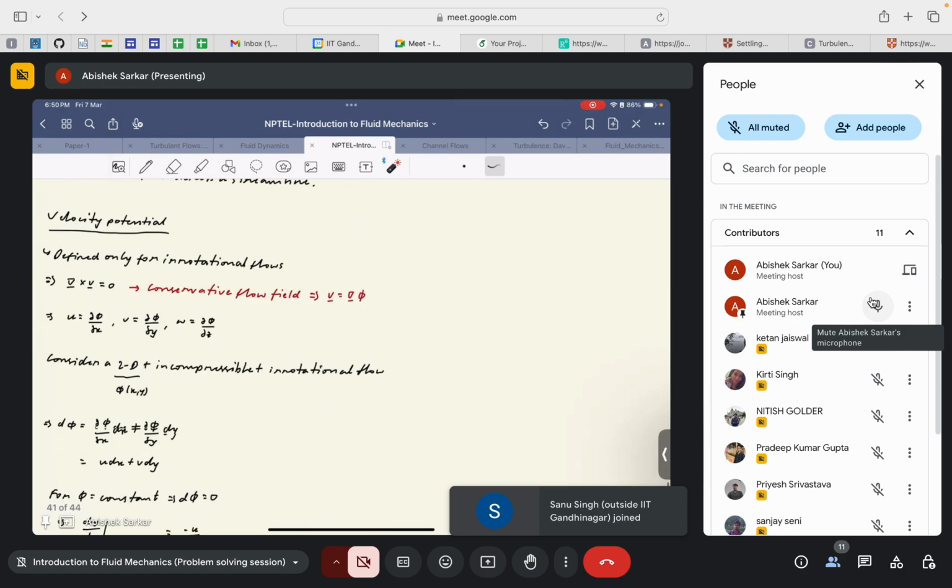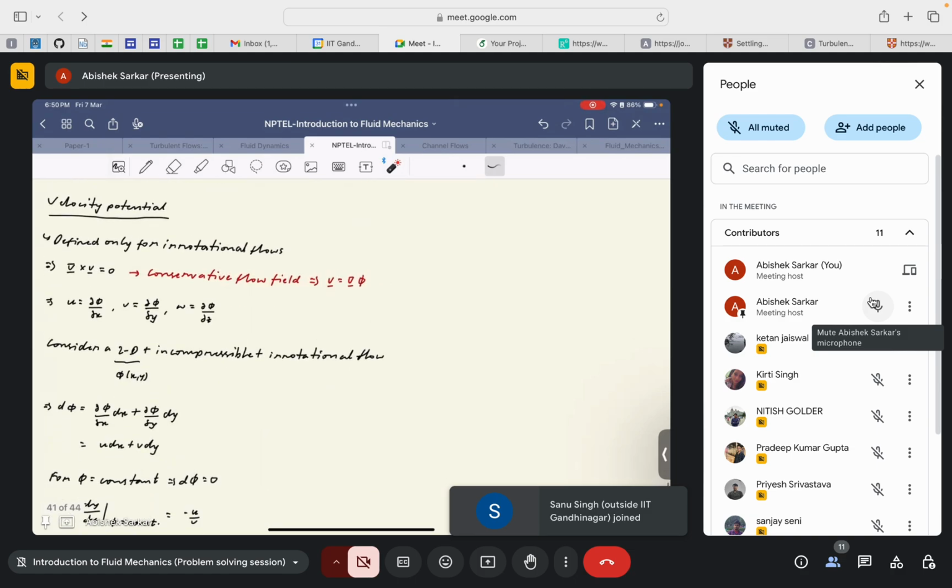Now we come to the final topic of discussion for today's session, that is the concept of velocity potential. Similar to the stream function, there is another function that is extensively used to simplify our understanding of fluid mechanics. That is the concept of velocity potential.